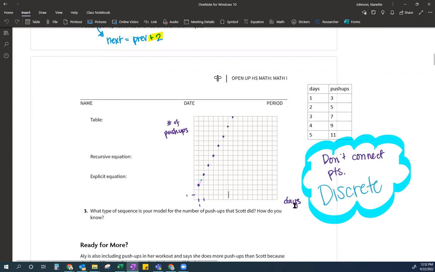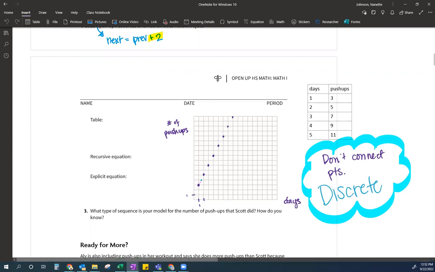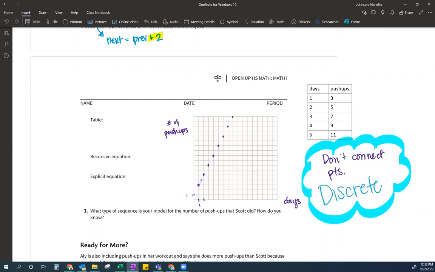And some of you are funny because you're going to be like, yeah, Ms. Johnson, a half push-up is like when you're on your knees. Technically, that's still just a push-up. It's a modification, right? So there's no such thing as a half push-up, just like there's no such thing as a half phone or a half of a bike or a half anything. Because in this context, it doesn't make sense for us to connect the points. We don't connect it, and it's therefore called discrete. So everyone say the word discrete.